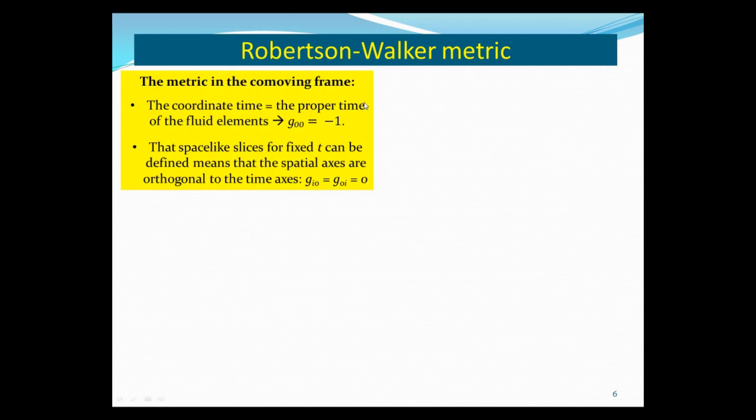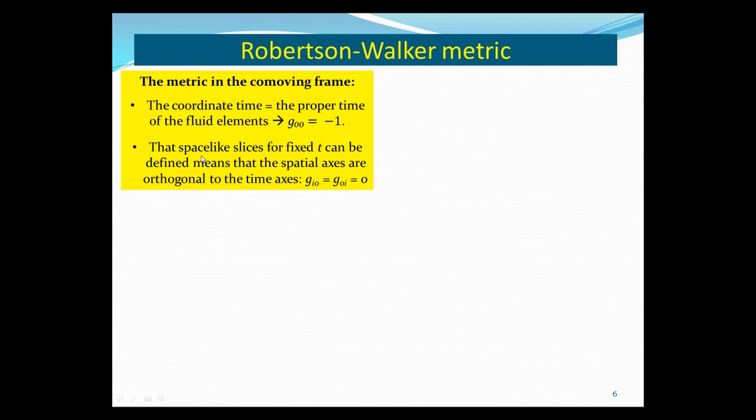And the metric describing space-time in this co-moving frame is called the Robertson-Walker metric. The coordinate time is the proper time of the fluid element, so that the 0,0 component of the metric is -1, just like in the gravity-free metric.